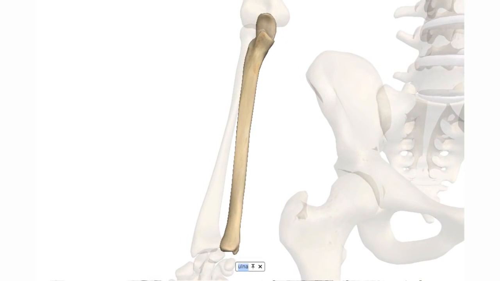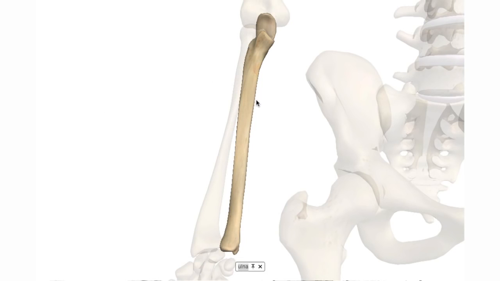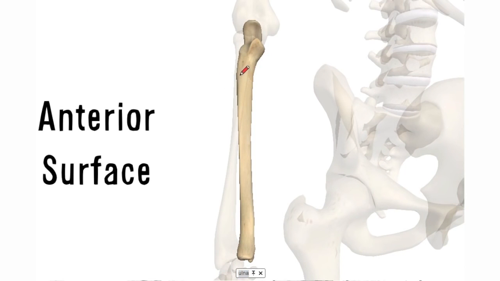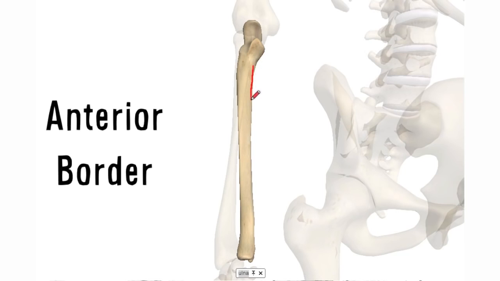It's found laterally. For that matter, we'll call it the interosseous border, somewhere around here. Now let me clear this out and show you the anterior surface. This is the anterior surface of the ulna, or the shaft of the ulna. And now, separating the anterior surface from the medial surface is a border, and the border is known as the anterior border. It should be found around here.